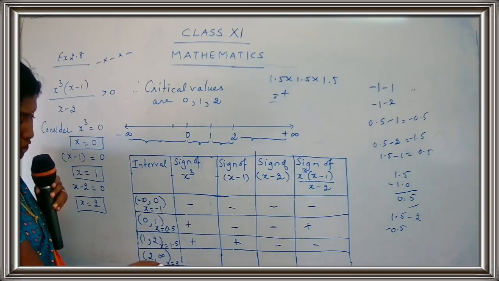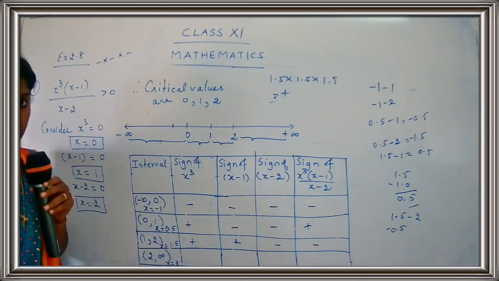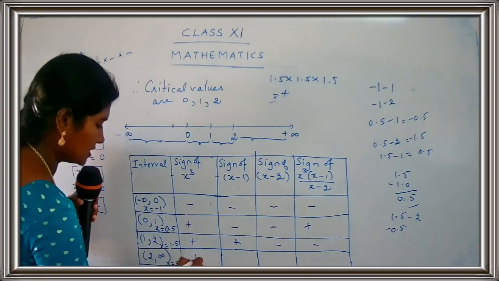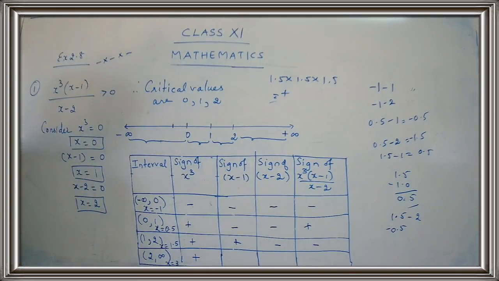Okay, now x is equal to 3. Again, I have a positive number, and if I cube a positive number, 3 into 3 into 3, I'll get a positive answer. So positive. Okay, complete the remaining tables.